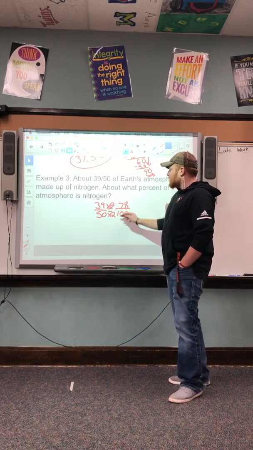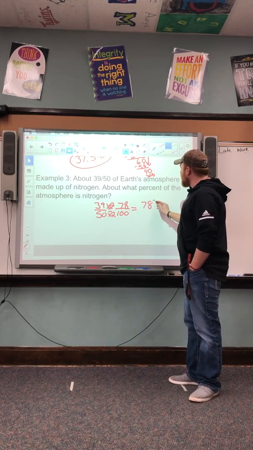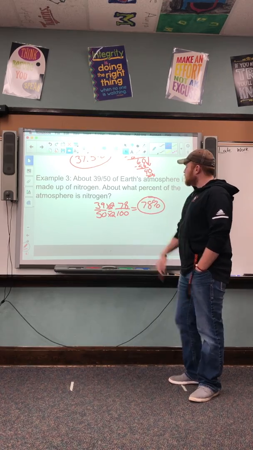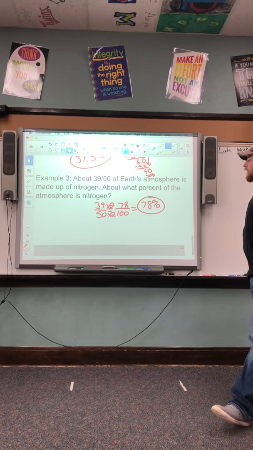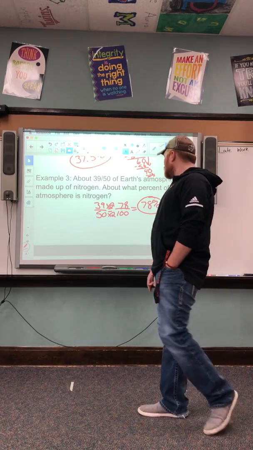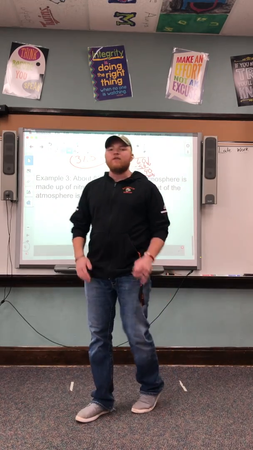All right, so 39 times 2 is 78. Okay, and then since it's any number over 100, that's your percent. So then it would be 78% would be your answer. 78% of the Earth's atmosphere is nitrogen. Okay? That's your lesson. That's lesson 7.6 for you.